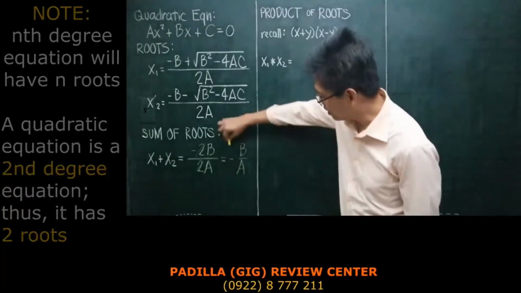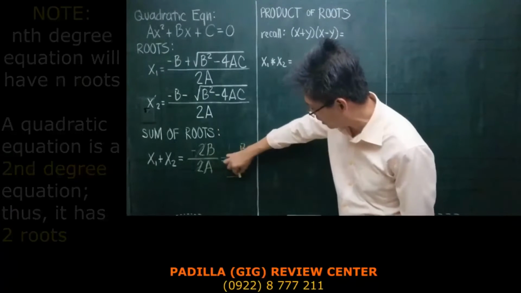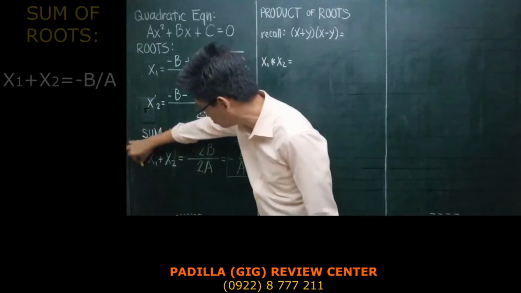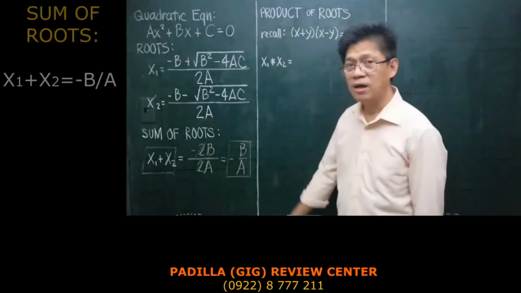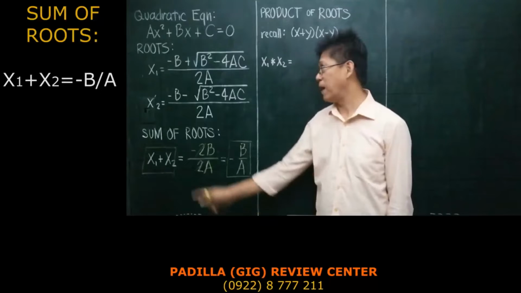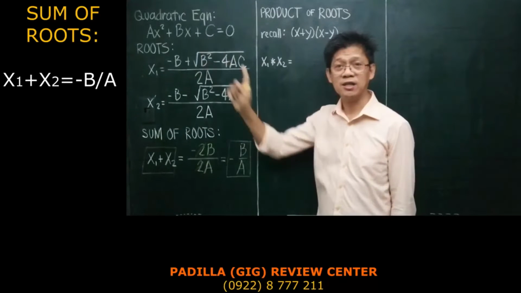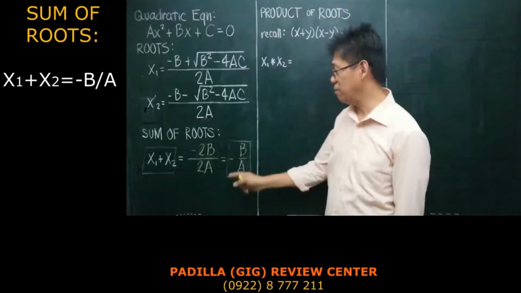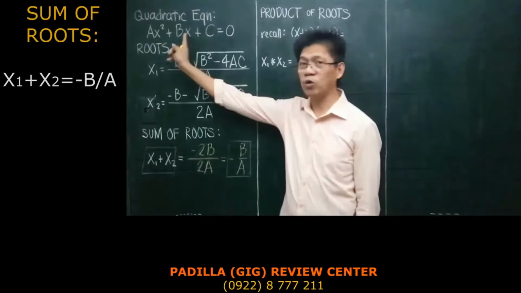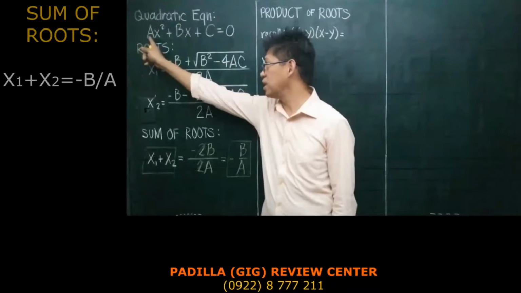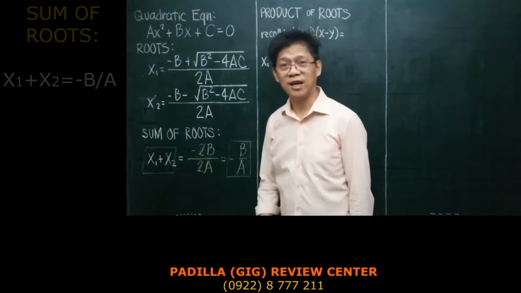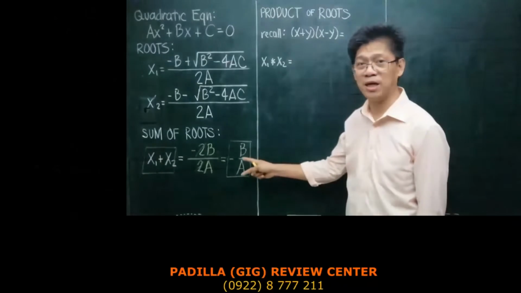So as you can see here, the sum of roots x1 plus x2 is given by minus b over a. It means the sum of roots is not dependent upon the coefficient c. What is the implication of that? The implication is this. If you have two or more quadratic equations with the same a and b, even if their c are different, then the sum of roots will still be the same.